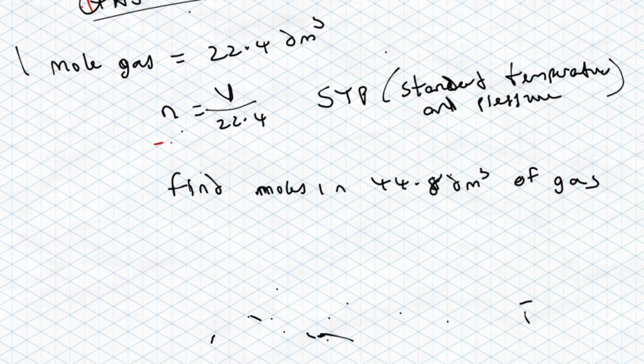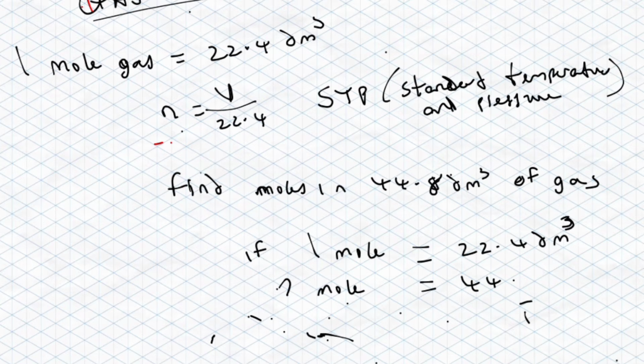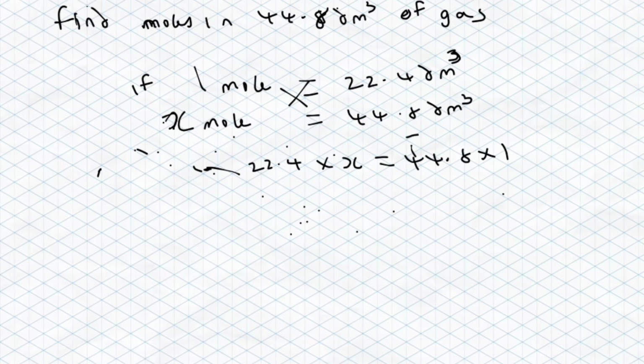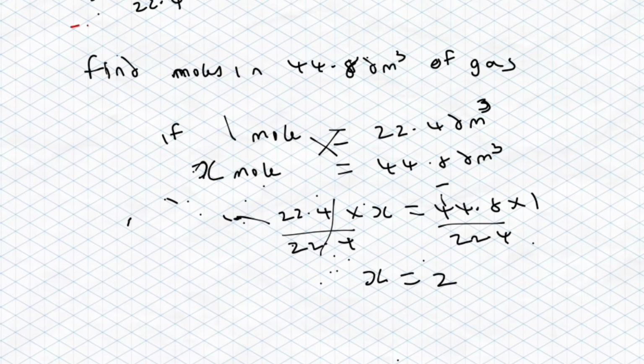Now let me use the first method. If 1 mole, this is just a conditional statement, is equal to 22.4 dm cube, then how many moles will be equal to 44.8 dm cube? Just cross multiply. We have 22.4 times x, let's say this is our x, is equal to 44.8 times 1. So let's divide by 22.4. Then we get x is equal to 2. So that means we have 2 moles in 44.8 dm cube of gas.